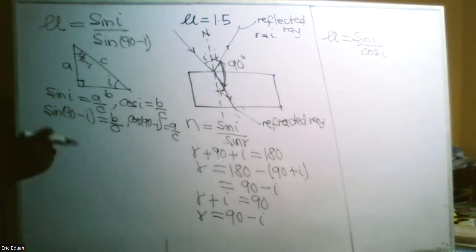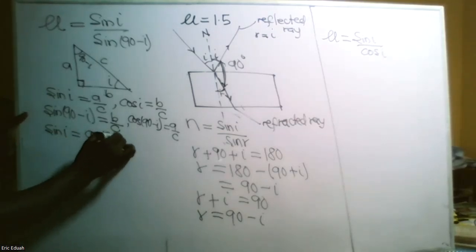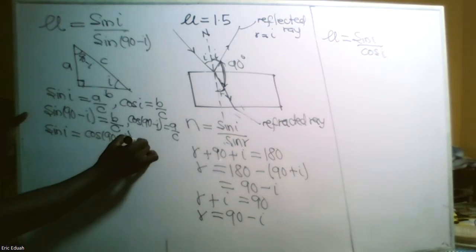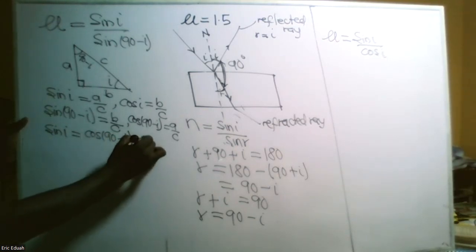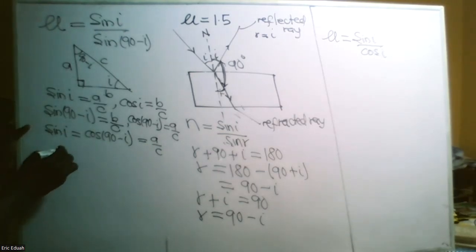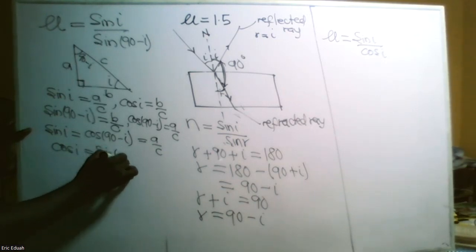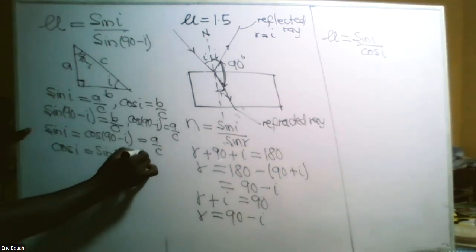So from what we've done, we could deduce that sine I equals cos 90 minus I. They are all equal to A over C. And we could also deduce that cos I equals sine 90 minus I.